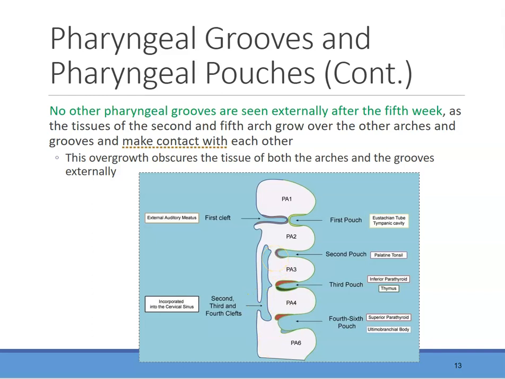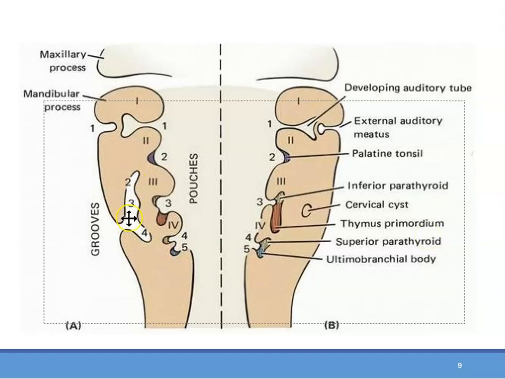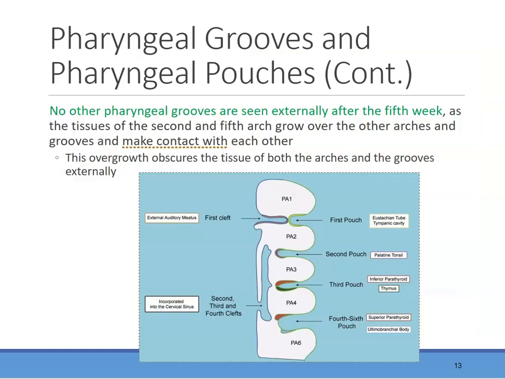If you were to look at it before, you could see those clefts here, but then it closes up. You can see that they close up. Here you can see the four grooves, but after a while they actually close up. So by the end of the 5th week, they close up and there are no grooves here. The only one I want you to know is that the first cleft, the first groove, has to do with the ear, and makes the external auditory canal or meatus.